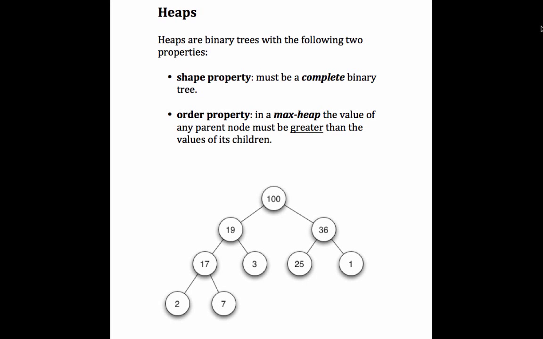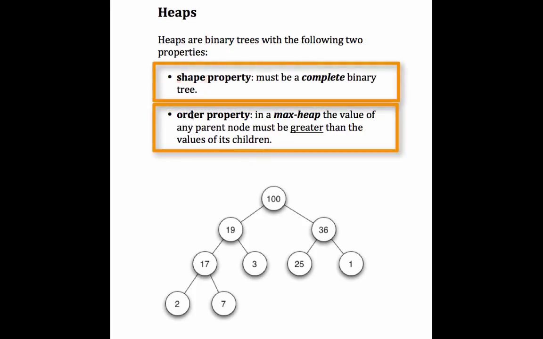This video discusses another data structure that is commonly used, called heaps. A heap is an application of a binary tree. It's a very special binary tree. So a heap must follow two properties. We call them the shape property and the order property.